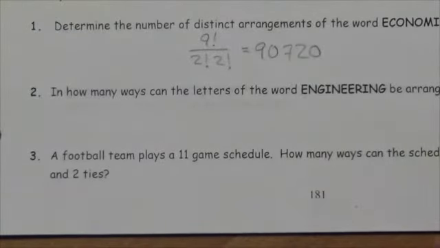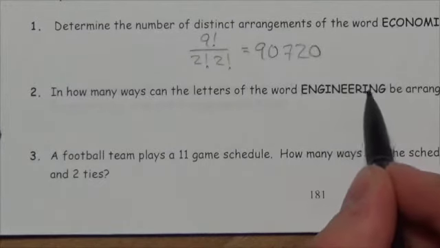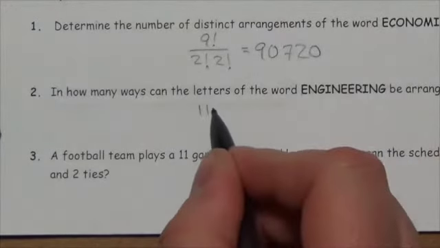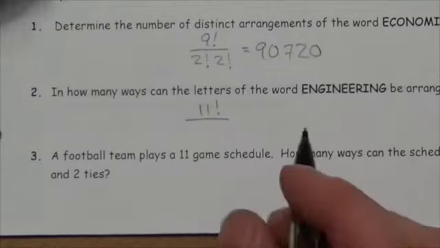In how many ways can the letters of the word engineering be arranged? The first thing we have to do here is count the number of letters in the word engineering. So there's 1, 2, 3, 4, 5, 6, 7, 8, 9, 10, 11. There are 11 letters in the word engineering. Imagining that they're all different, all unique, that would be 11 factorial.